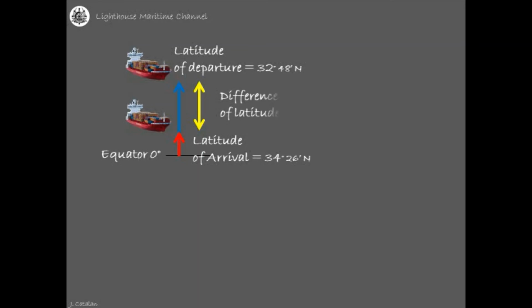The correct answer. The difference of latitude is 1 degree and 38 minutes south. Why south? It is because the ship is going to south direction. Rules to remember. Same name, subtract. Name the difference of latitude according to its direction.